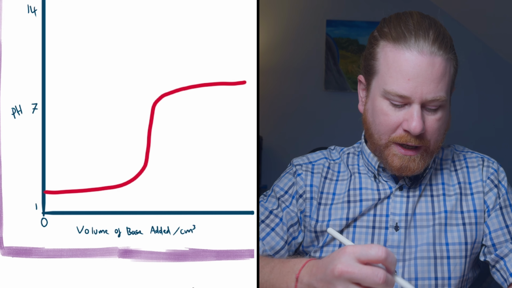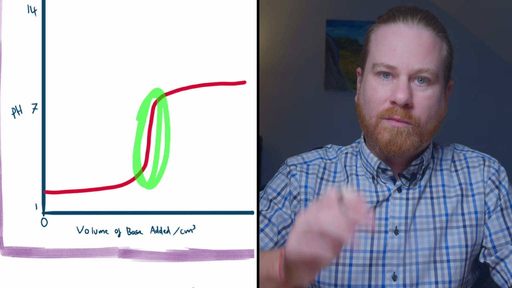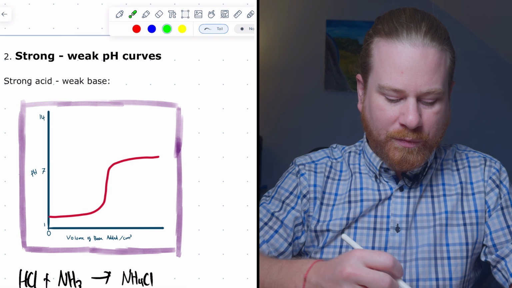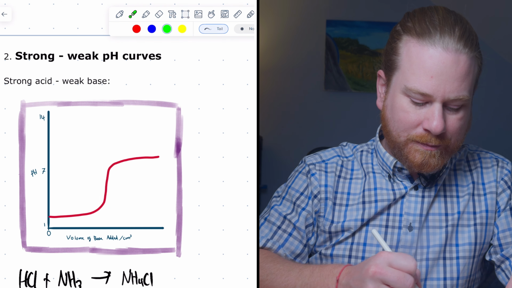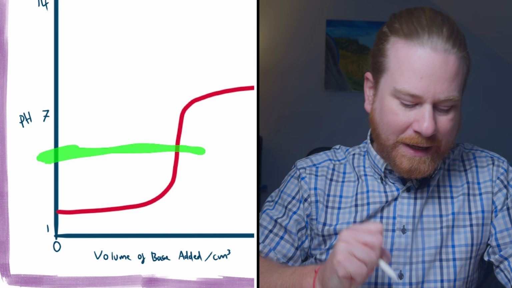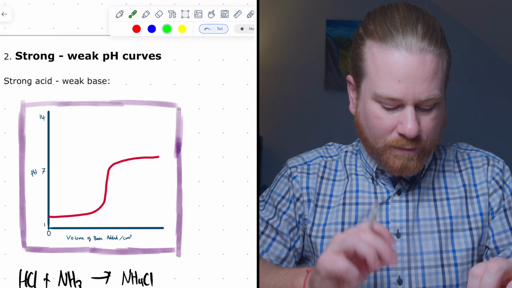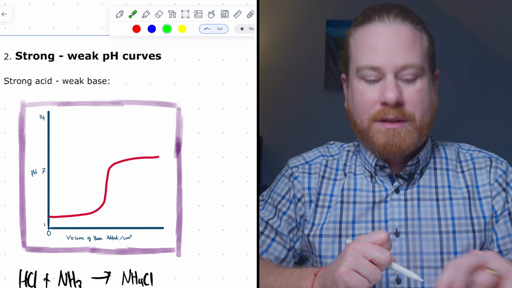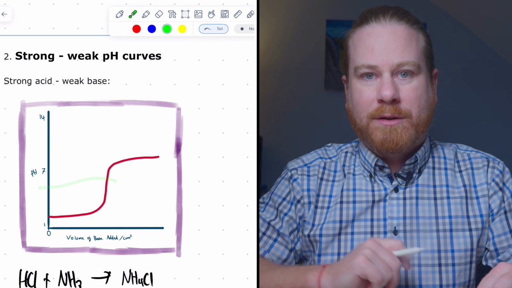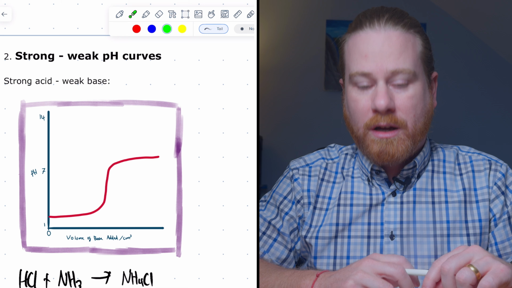Then we have our equivalence point. So we've got a nice vertical part of the graph here. But we can notice with this equivalence point, it is below pH 7. So the finished product is below 7. And this is due to salt hydrolysis.